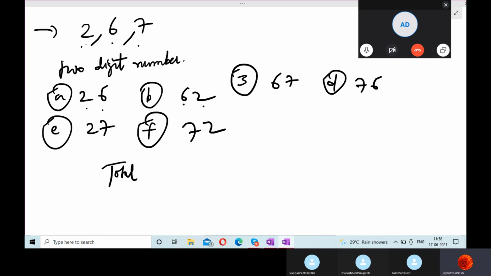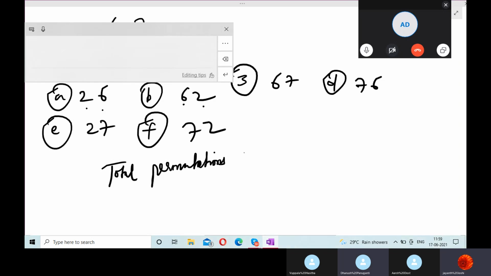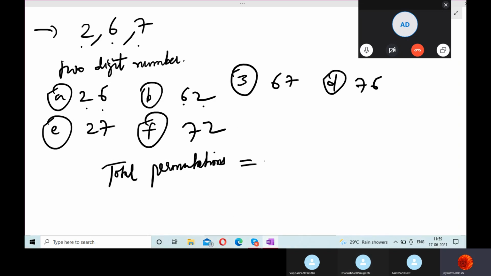See, it's very clear, na? 2, 6, 26, 62. You can't make any other number. Then 27, 72. Then 67, 76. If I make 27, then I made 72. 67, 76. 26, 62. So all the arrangements I have done. So total permutations is equal to 6, is equal to the number of arrangements. All of you just make a note of this.